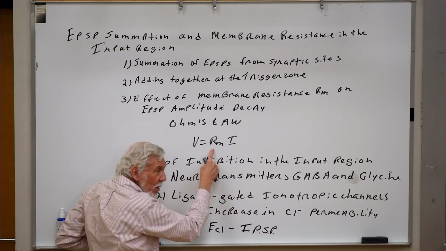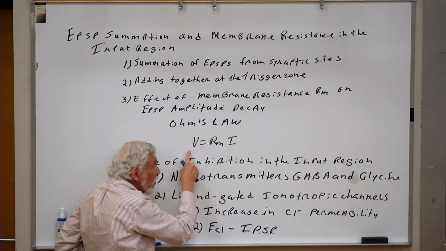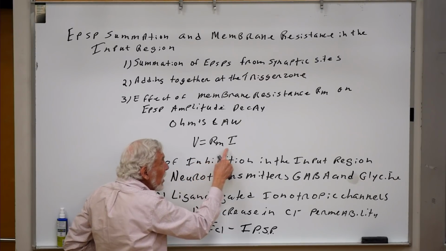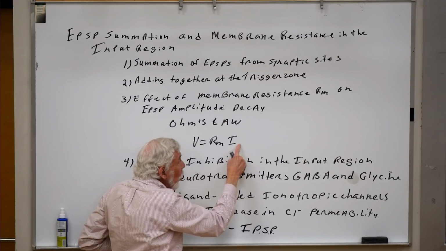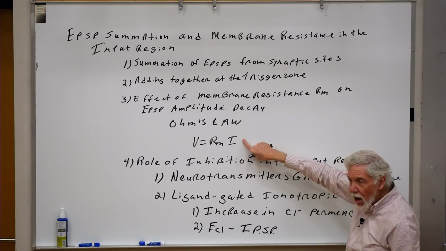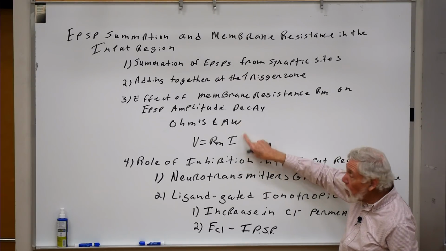That's going to be determined by this value R sub L. We'll emphasize the idea here that the voltage change across the membrane is equal to the resistance of the membrane times the current. Current is just a measurement of the number of ions that flow. The more ions that flow, the bigger the current. The fewer ions that flow, the smaller the current.